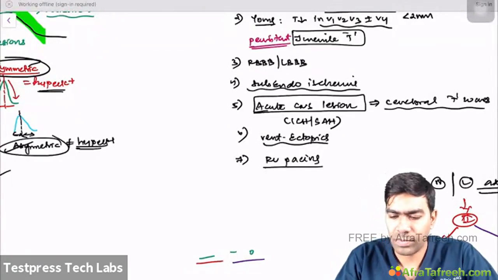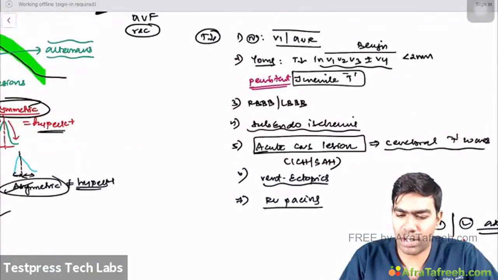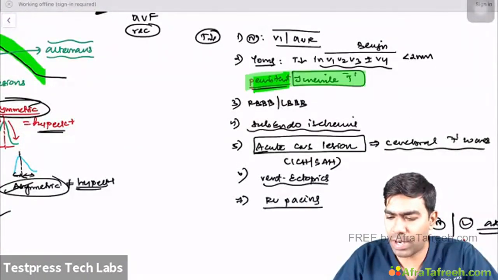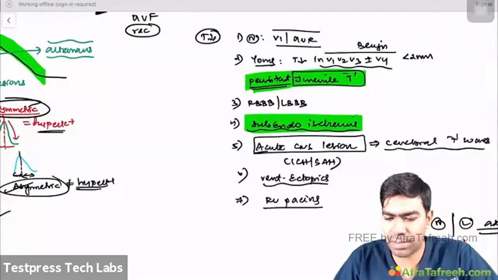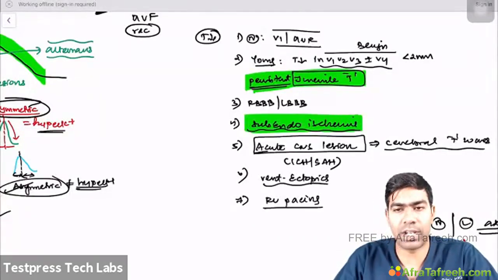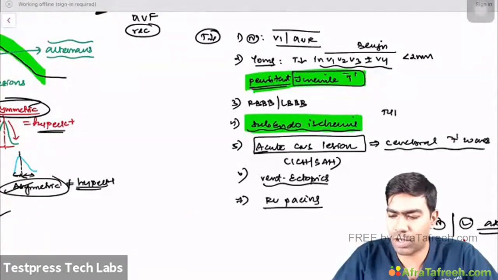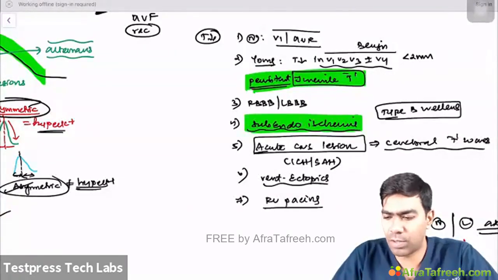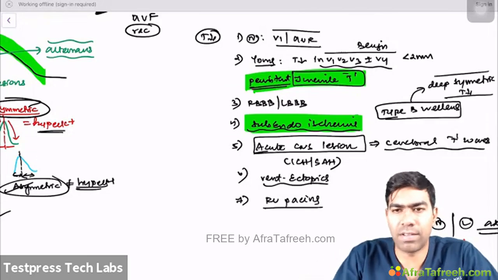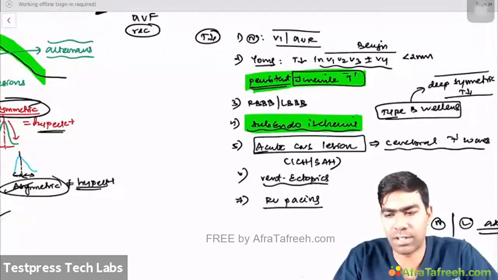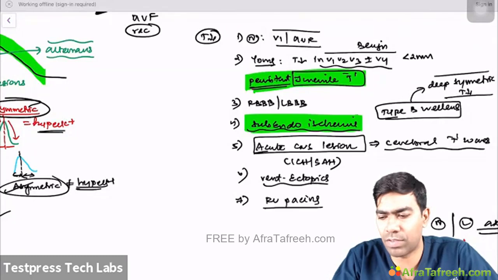As far as the most important things are concerned, this persistent juvenile pattern has been asked once in JIPMER. Then the subendocardial ischemia causing T wave inversions has been asked many times, especially in the setting of a critical LAD stenosis. You should not forget about something called a type B Wellens, which typically tends to produce this kind of deep symmetric T wave inversions. So that's type B Wellens, deep symmetric T wave inversions, which can happen in the evidence of a severe subendocardial ischemia.